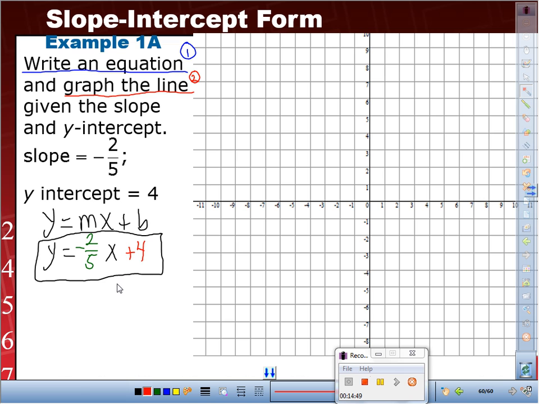Step 2. Can you read step 2, Marissa? Identify and plot the y-intercept. So I'm going to identify the y-intercept, which is positive 4, and I'm going to plot that on my coordinate plane. Y-intercept is on the y-axis. So where's y equals 4? Right there. So do the same, please. Plot your y-intercept. Step number 3. Marissa.